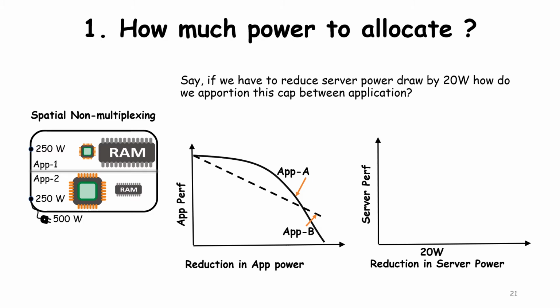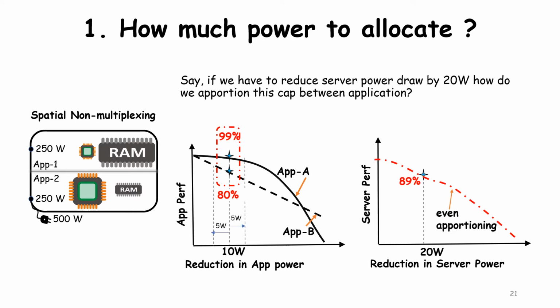This figure shows the performance of two applications, App A and App B, with their respective allocated power on the x-axis. Say we have to reduce server power draw by 20 watts, how do we apportion this gap between the two applications on the server? We can remove 10 watts of power from each application, which will result in significant loss in performance for App B, while App A is little affected. Instead, removing 5 watts from App B and 15 watts from App A would result in higher overall server throughput.